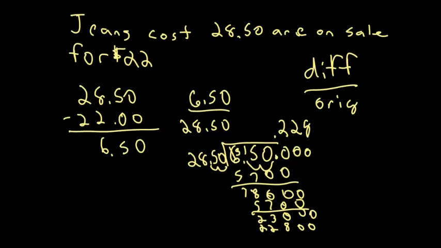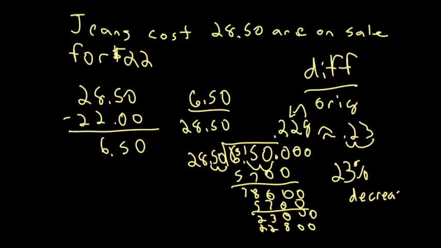So I got 3 decimal places, I can stop there and just round this. So that 8 tells the 2 to turn it into a 3. So this is about 23 hundredths. Make that a percent by moving your decimal twice. So that's a 23% decrease. Again, you always have to make sure you indicate if it's an increase or decrease.